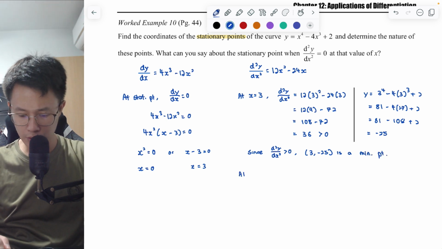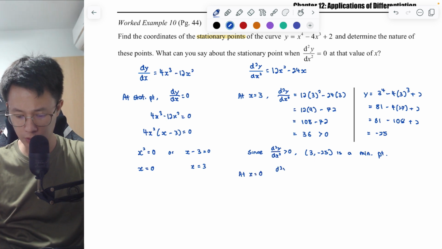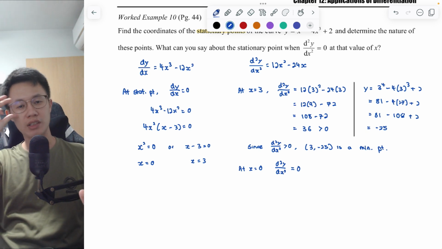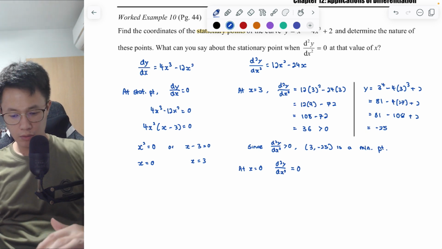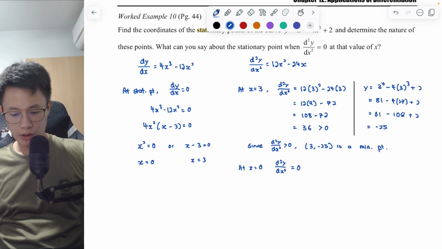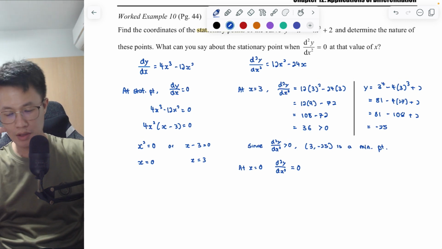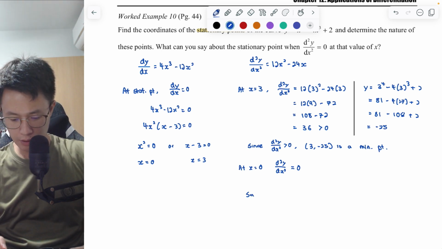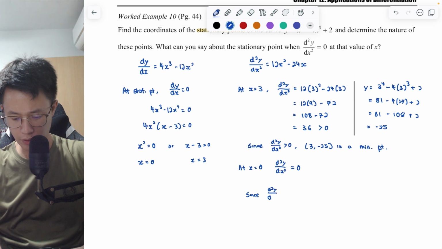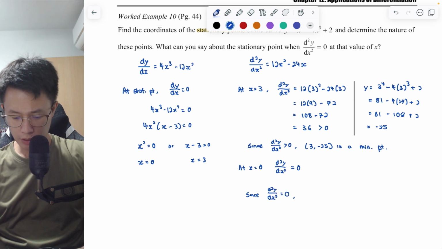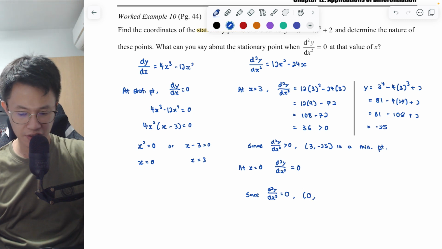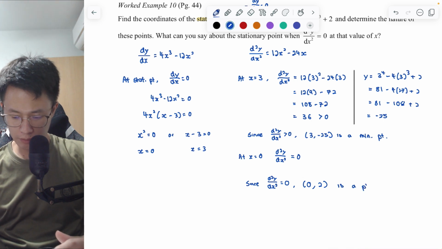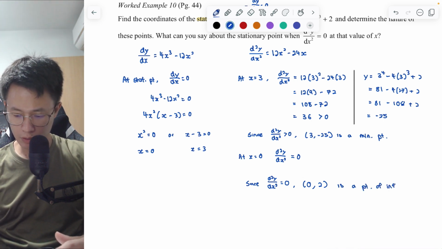Now at x equals 0, we find that d2y/dx squared equals 0. Hence, we cannot really conclude from the test alone. Quickly, since d2y/dx squared equals 0, for this point, you sub x equals 0 into the equation and you get 2. So (0, 2) is a point of inflection.